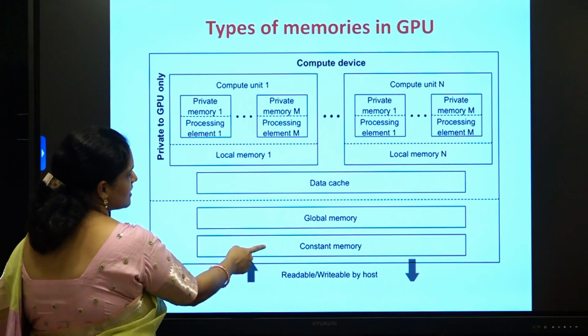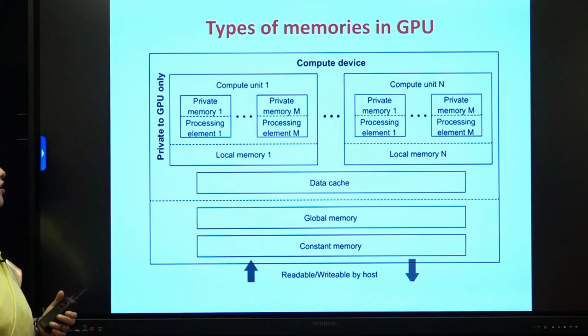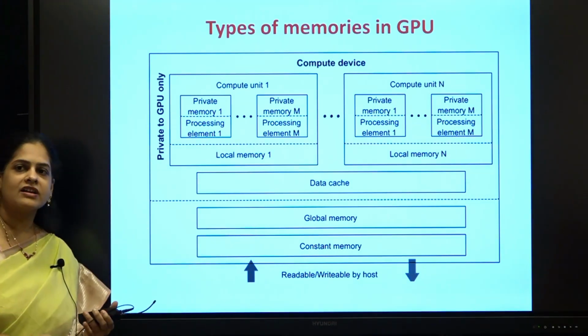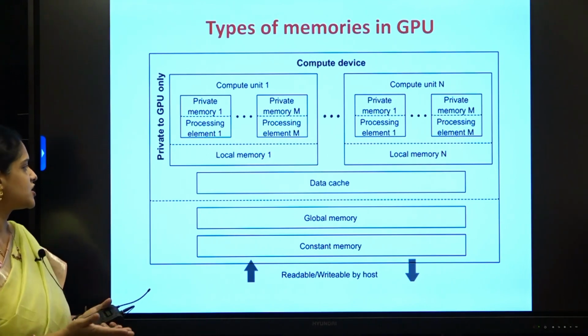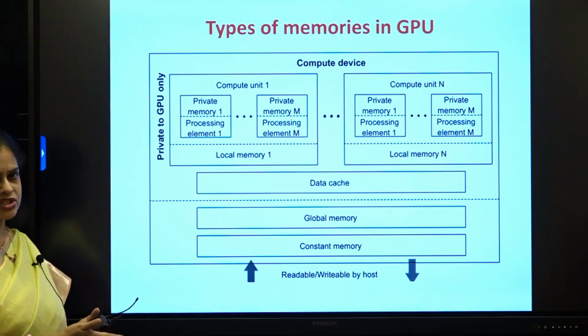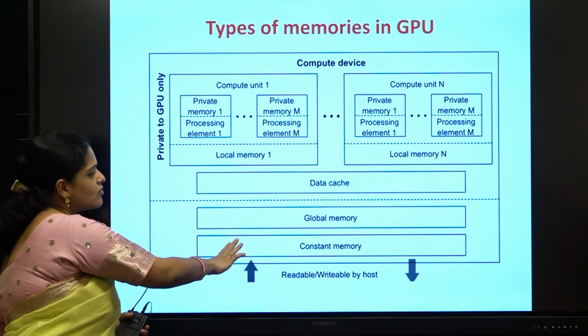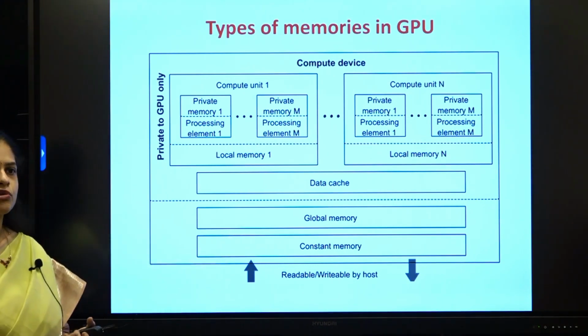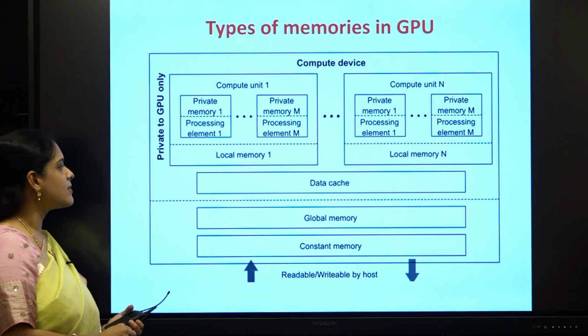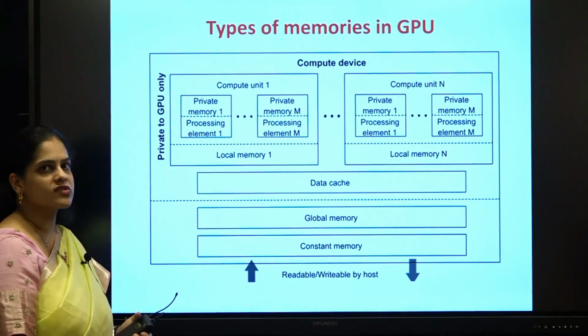Next type of memory is constant memory. Constant memory is also used for communication between the CPU and the GPU, or the host and the device. Its main characteristic is that it is a read-only memory, so you cannot perform any writing or updating into the constant memory.